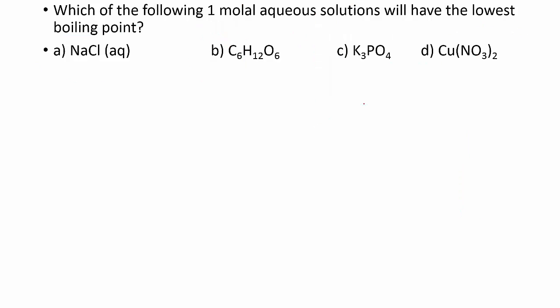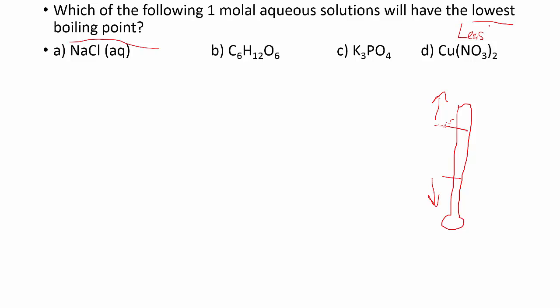Which of the following 1 molal aqueous solutions will have the lowest boiling point? All right, well, let me think. Lowest boiling point. Again, I like to draw the thermometer because it helps me visualize what's going on. I got boiling point and I got freezing point. More stuff, freezing point gets lower. More stuff, boiling point gets higher. So if I want the lowest boiling point, I want the one that didn't go up as much. So I want the least number of particles.